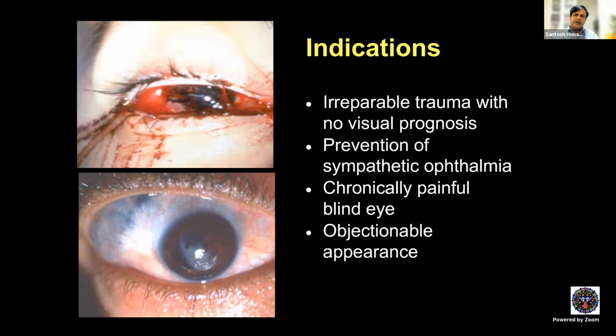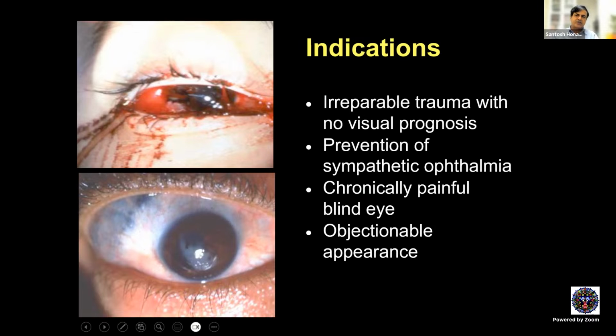And the second indication is to prevent sympathetic ophthalmia. In a patient who has a painful blind eye or trauma with an inflamed eye, if there is no vision, then the ideal surgery would be enucleation. The third indication would be a chronically painful blind eye. For whatever remote reason, the eye has gone blind and it is painful and symptomatic to the patient. The patient has photophobia, constant pain, a constant red eye, and it is cosmetically not acceptable, then enucleation is definitely an option.